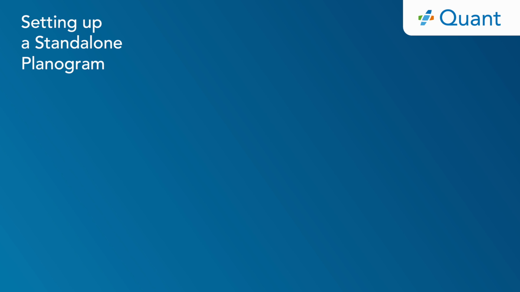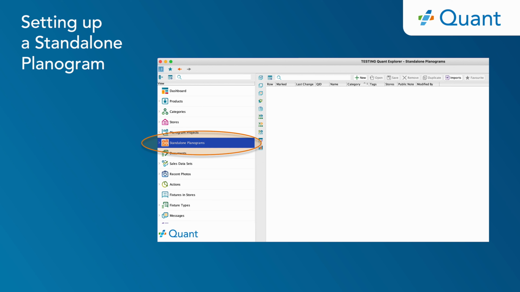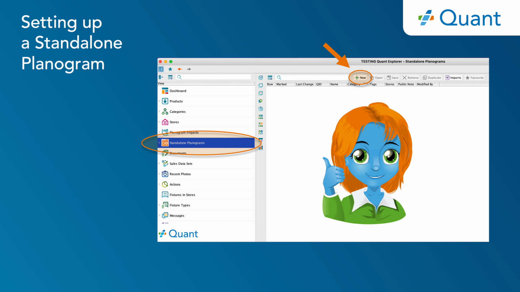Setting up a standalone planogram. In the Quant application, in the menu on the left, click on Standalone Planograms and then on the New button. Well done! Now you will be redirected to the planogram editor.